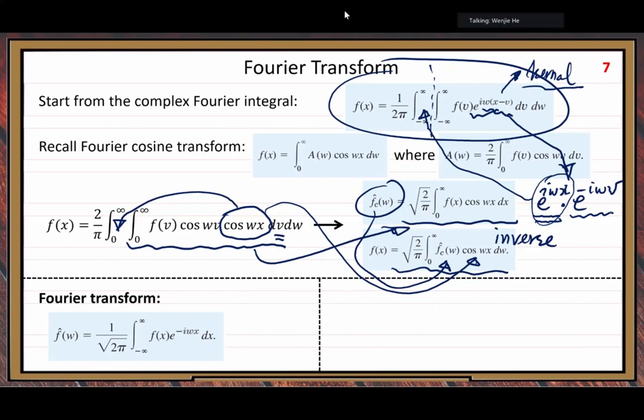Then, corresponding to the outer integral, you get an inverse Fourier transform. The simple notation is F hat. Mathematicians use a special symbol notation, that little hat symbol on the F function.